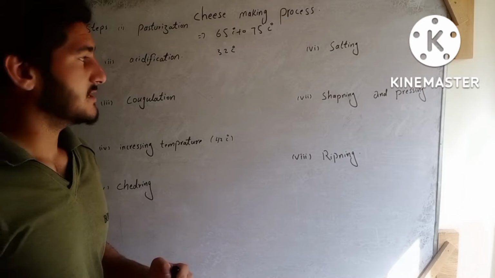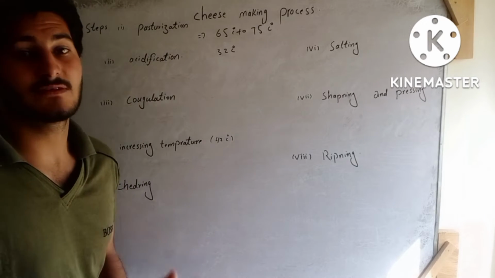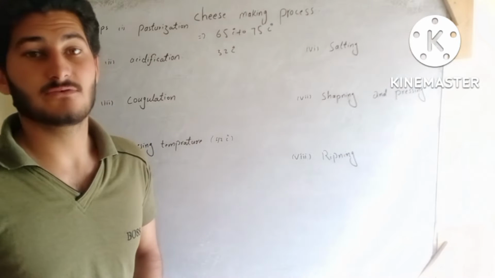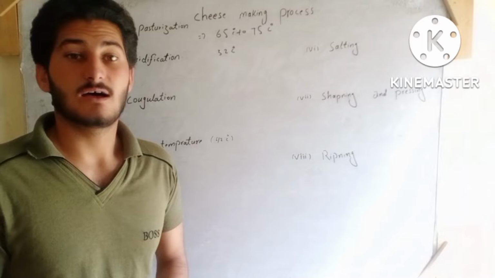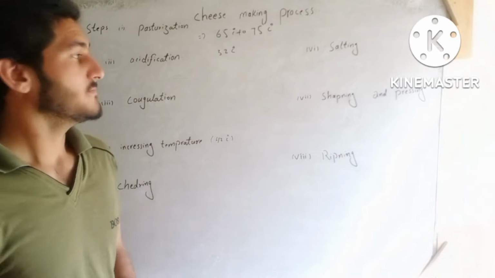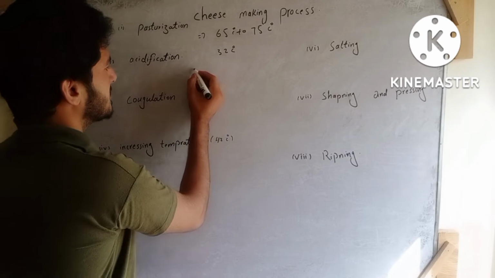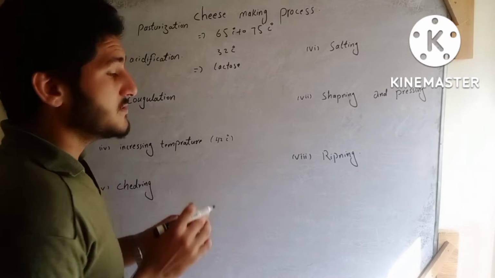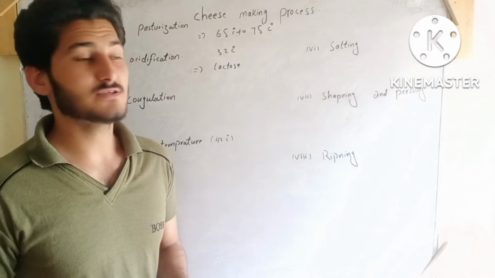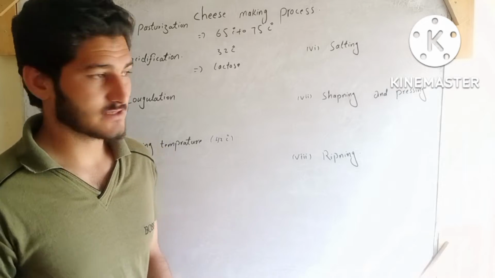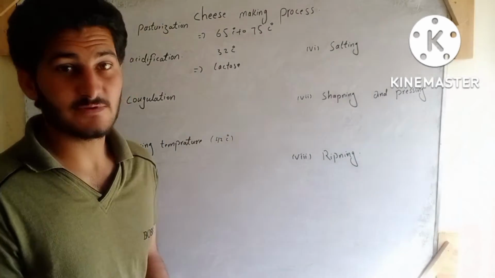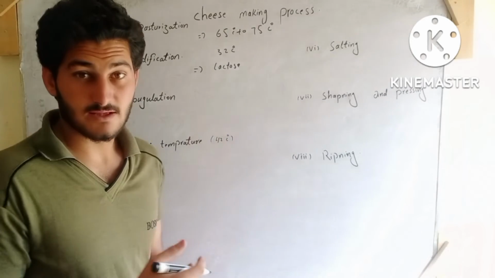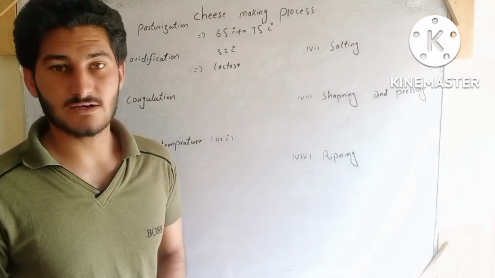Now, when we reduce the temperature, the second step starts, that is acidification. Acidification is a process in which the milk becomes acidified due to the conversion of lactose to lactic acid. We know that lactose is present inside the milk. So we use different types of bacterial species to convert that lactose into lactic acid. There are two species involved in the acidification process.